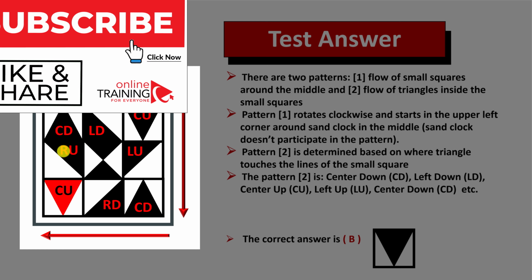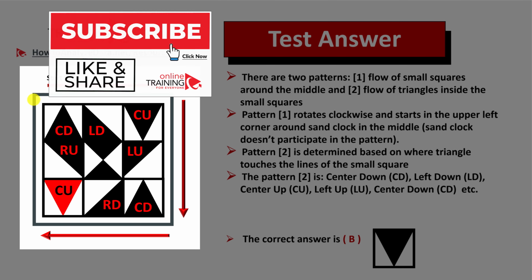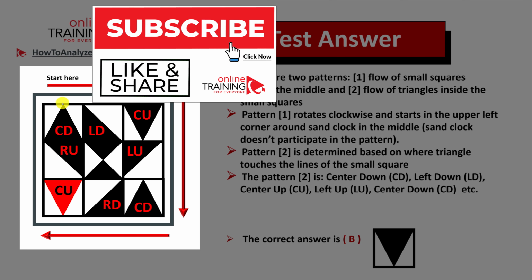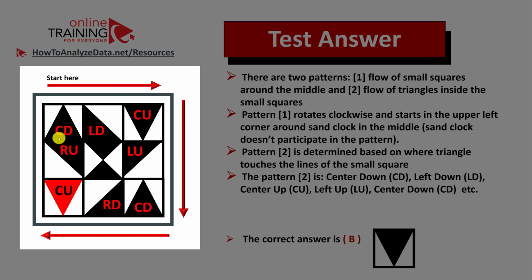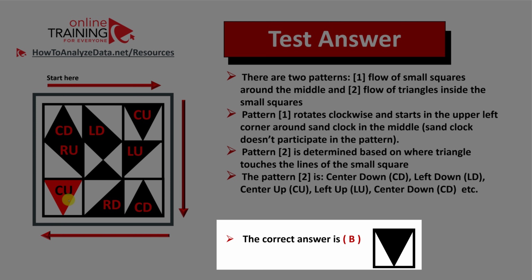For example, the triangle in the upper left corner touches the lines of the small square in the center, you see on the top, as well as down at the bottom. The next one touches on the left and down. The following one touches at the top and also in the center. And you can continue this pattern to determine the missing item, which is choice B.